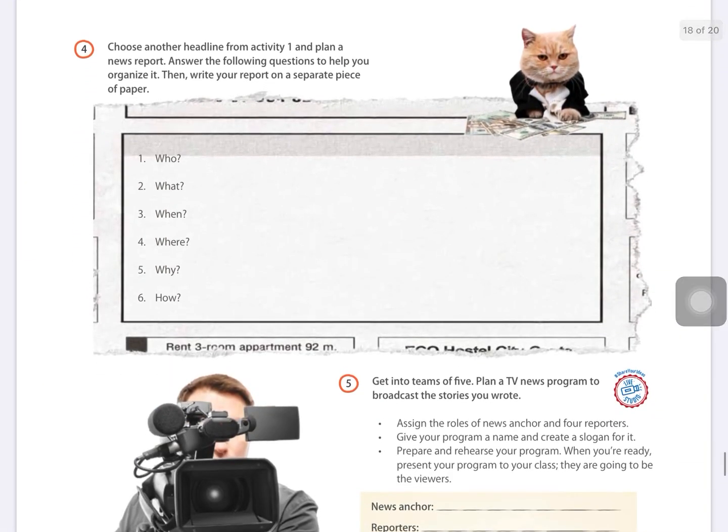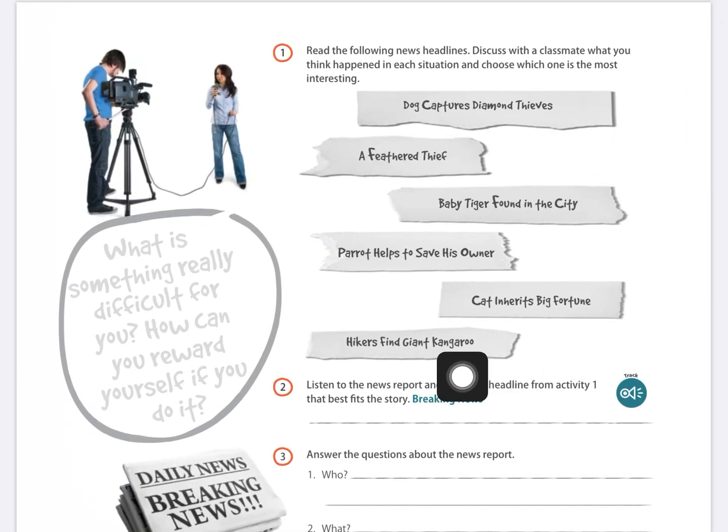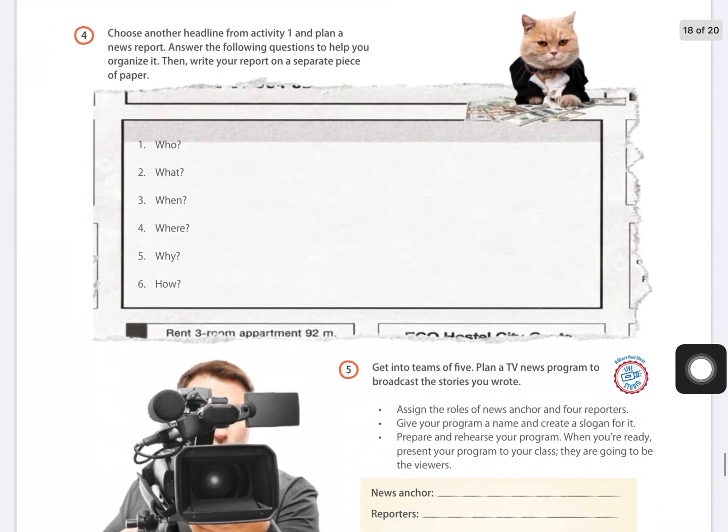Finally, we go to page 31. Choose another headline from activity 1 and plan a news report. What do I mean? In this, we have 6 headlines. One of them was supposed to be here. You have to choose another, not the one that you wrote here. You have to look at another headline of them, and you're going to describe here the same.